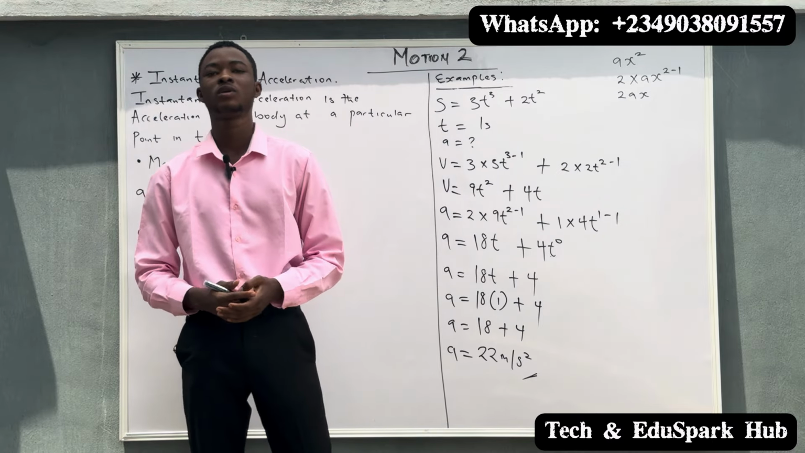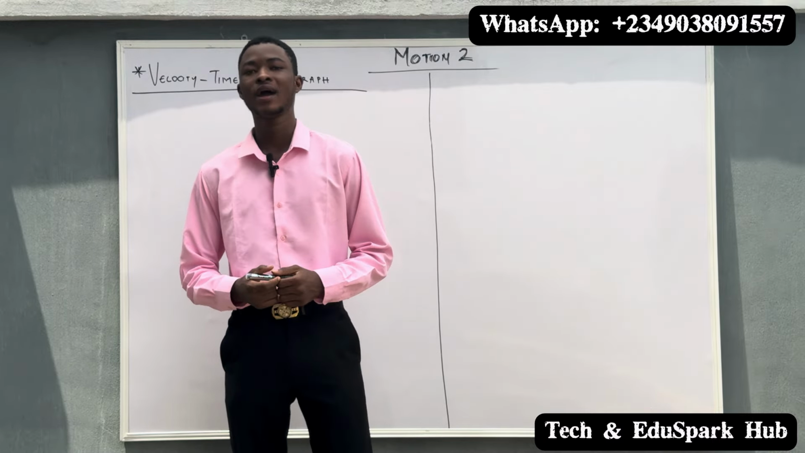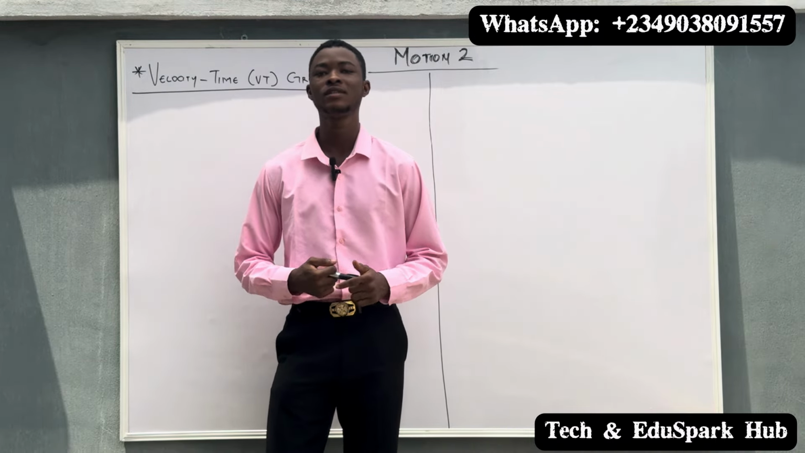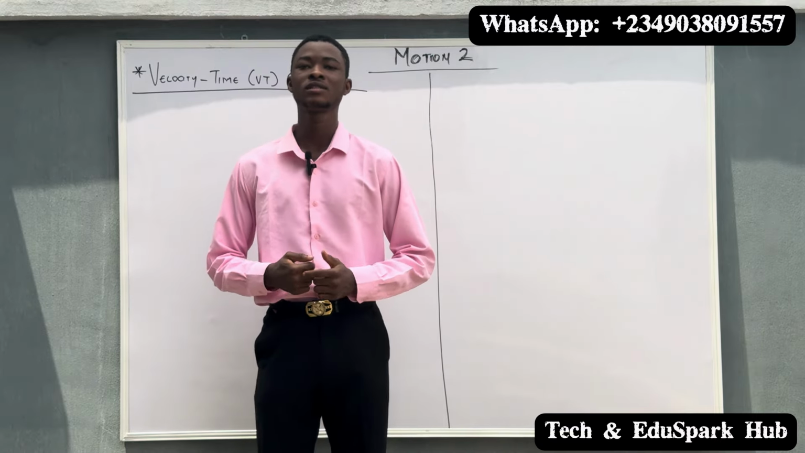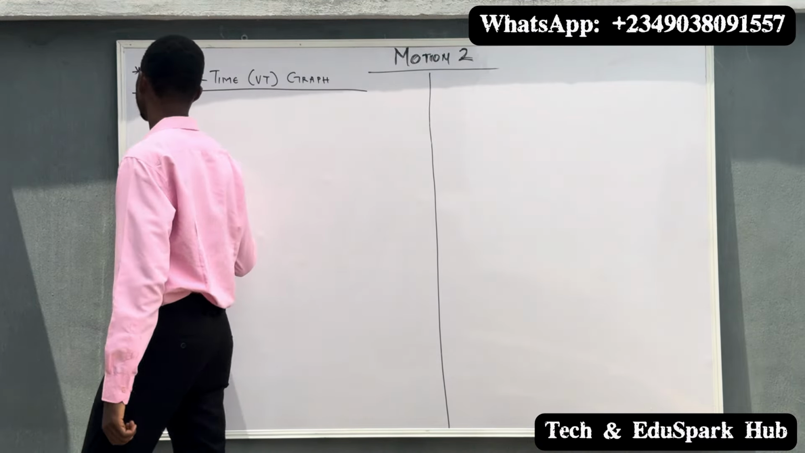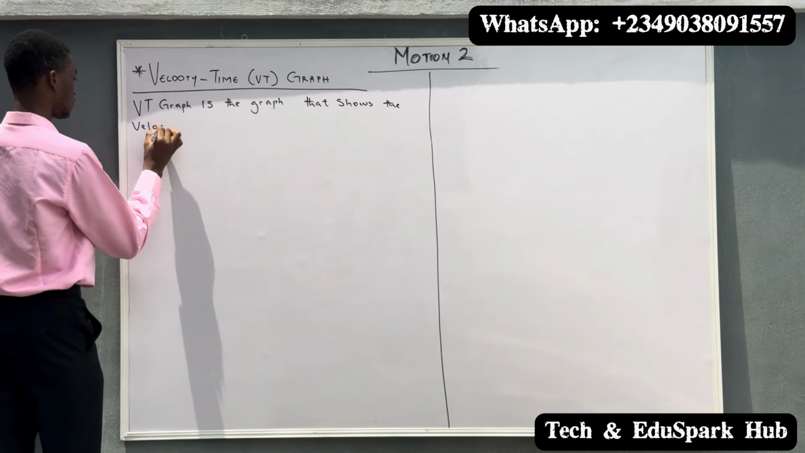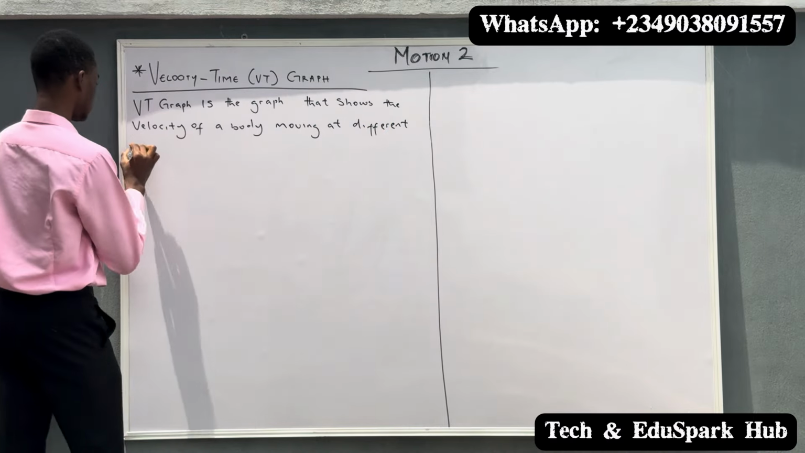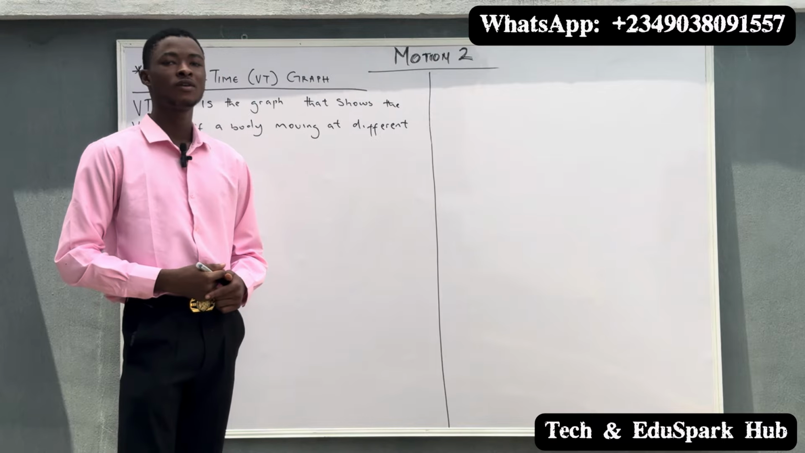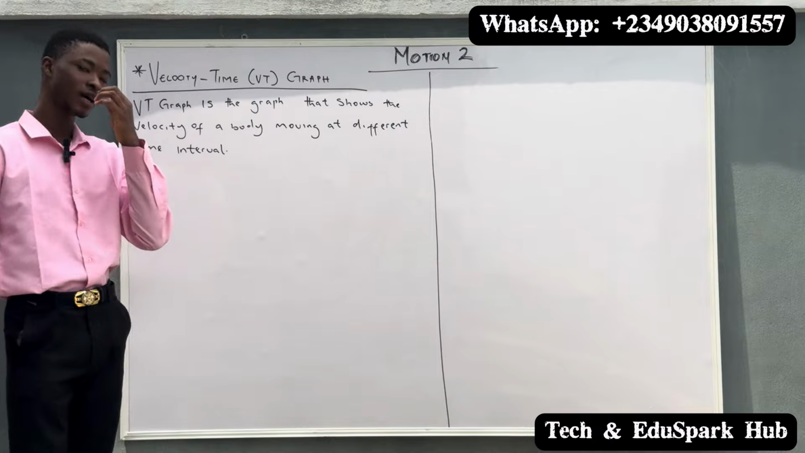Let's move to the last subtopic, which is the velocity time graph. And by definition, the velocity time graph is a graph that shows the velocity of a body moving at different time interval. So we can write the definition down. So this is a simple definition of the velocity time graph. It is the graph that shows the velocity of a body moving at different time interval.